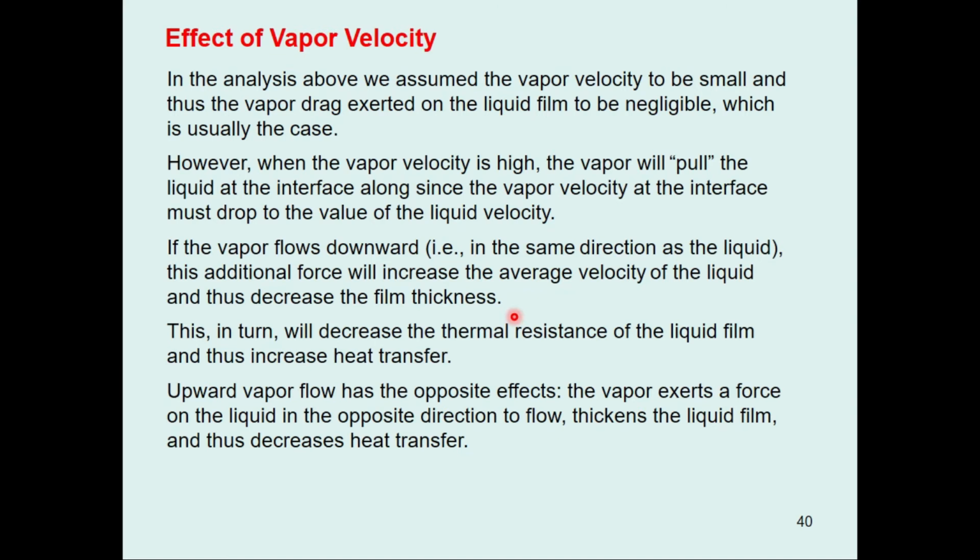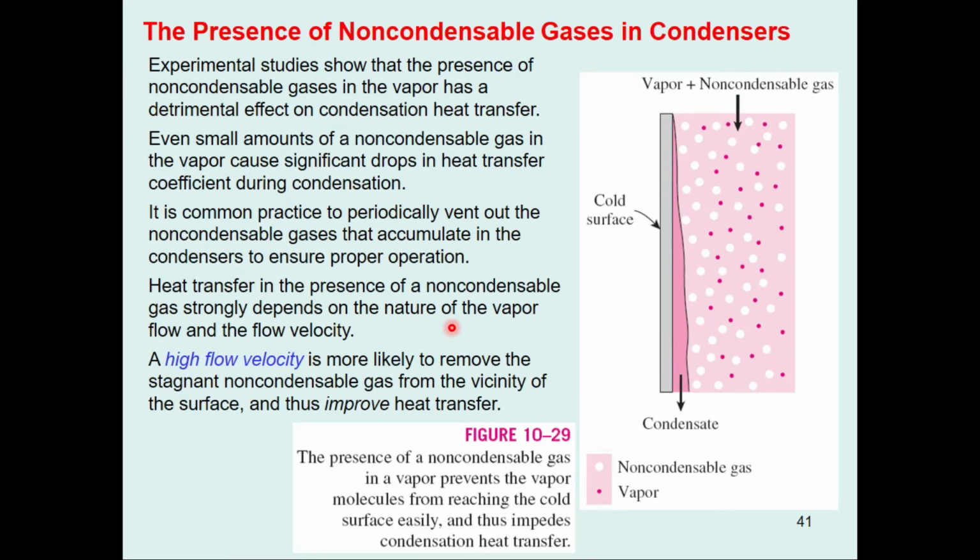If the vapors are moving upward, the upward vapor flow has the opposite effect. The vapor is moving upward and the liquid film is moving downward, so the vapor exerts a force on the liquid in the opposite direction. Ultimately it will thicken the liquid film. If the liquid film thickens, it will increase the thermal resistance and ultimately lead to a decrease in the heat transfer. Let's have a look at the presence of non-condensable gases in the condenser.